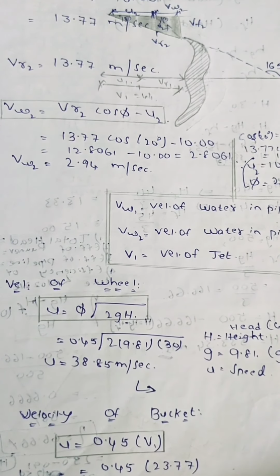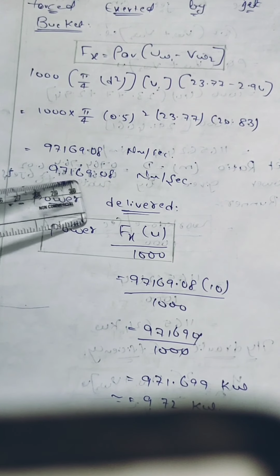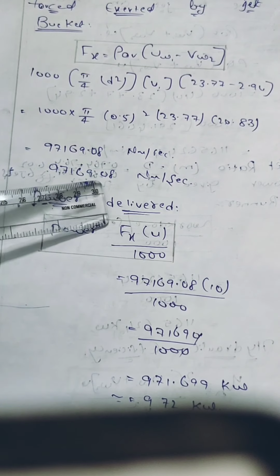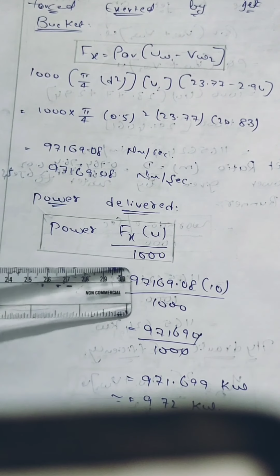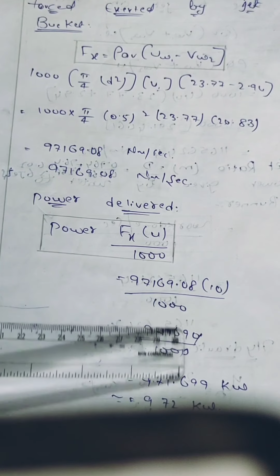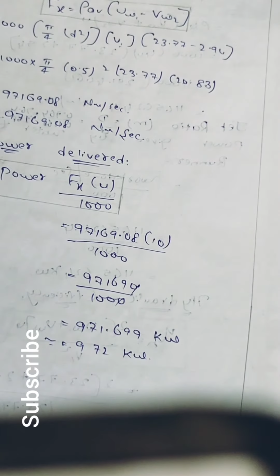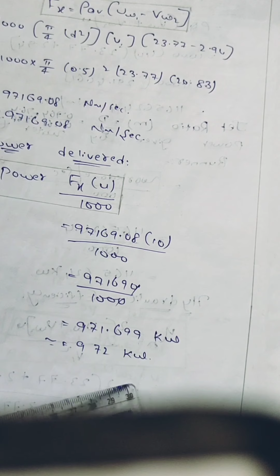Next, power delivered equals F suffix x. We got around 97169.08, divided by 1000, which equals 971.699 kilowatts. So this is approximately equal to 972 kilowatts.